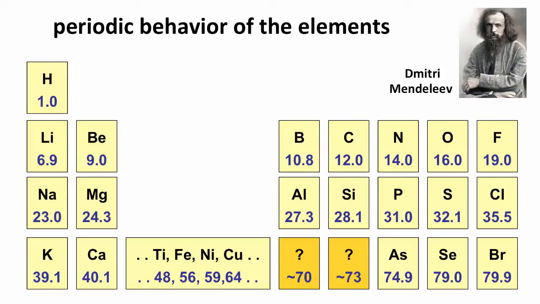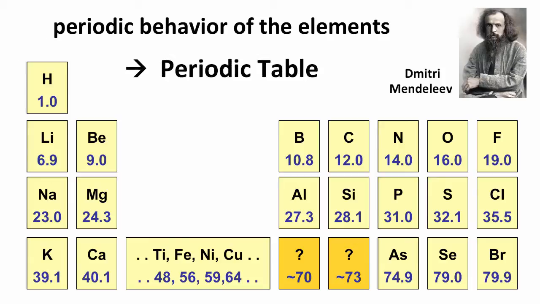And what Mendeleev did was not only made this arrangement of the elements, but he also predicted, and this was key, that there should be an element with a mass of about 70 that should have properties like aluminum, and there should be an element with mass maybe around 73 or so with properties like silicon, and he predicted those elements existed and we just hadn't found them yet.